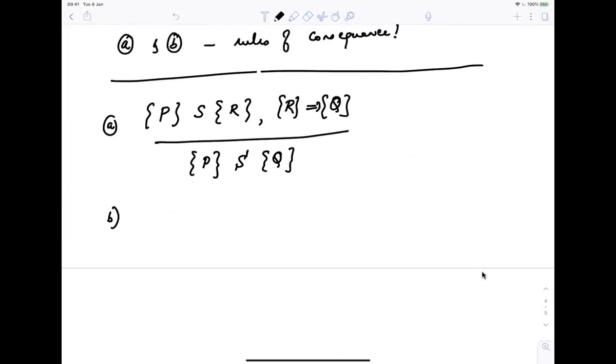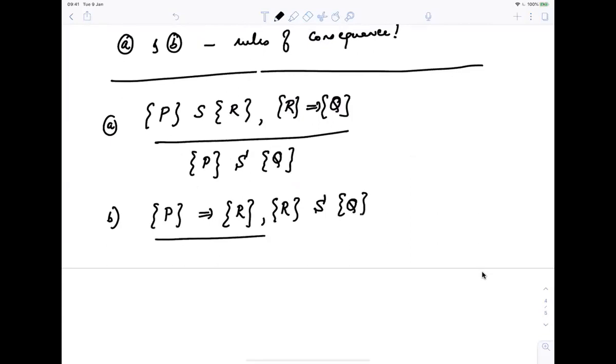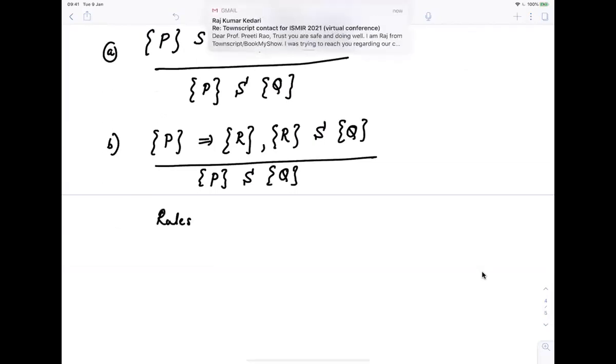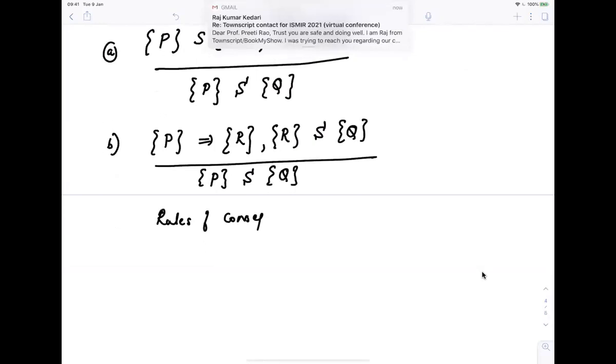Okay, and what did we say? The other one was if P implies R, and R is known to be the precondition for a program S that results in the postcondition Q, then we can conclude that P S Q. And these rules are called the rules of consequence. Okay.